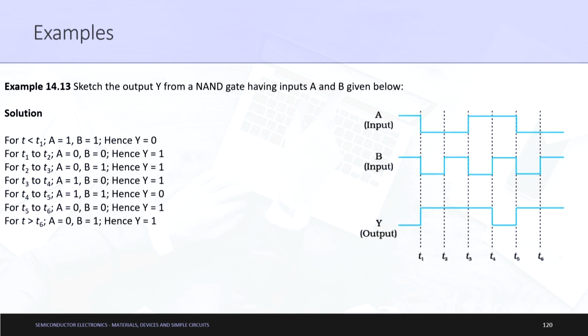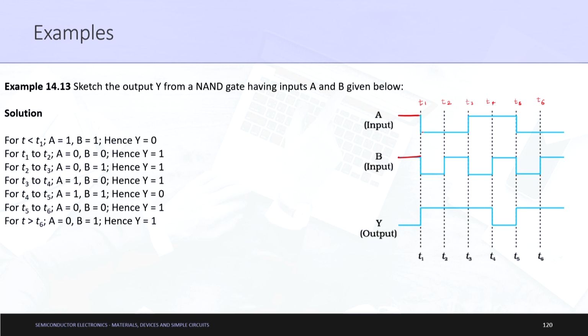Fine. So, now let us solve the same question for this also. Again, let me explain from here only. If t is less than t1, what will happen? This is basically t1, t2, t3, t4, t5 and t6. For t less than t1, as you can see, A is 1, B is also 1, that means the answer will be 0, because if both are 1 then the answer will be 0.